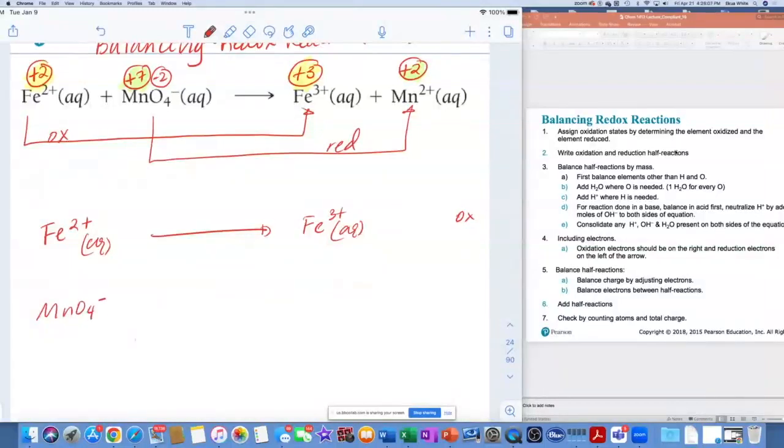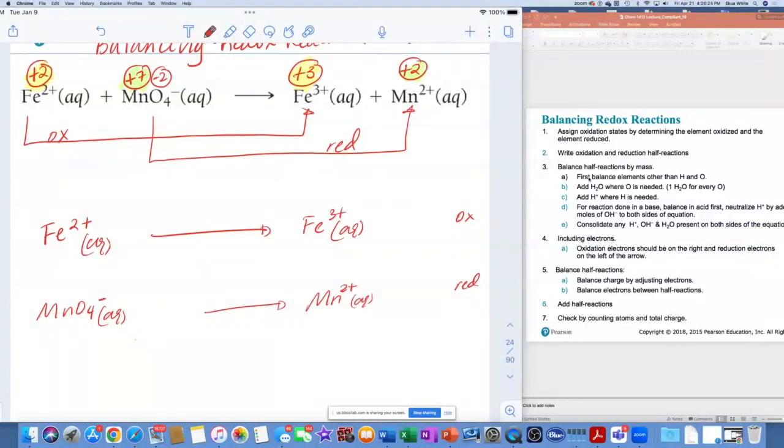MnO4 minus AQ to give us Mn2 plus AQ. This is reduction. Okay, so I've done step number 2. Check. Step number 3 says balance half reactions by mass.